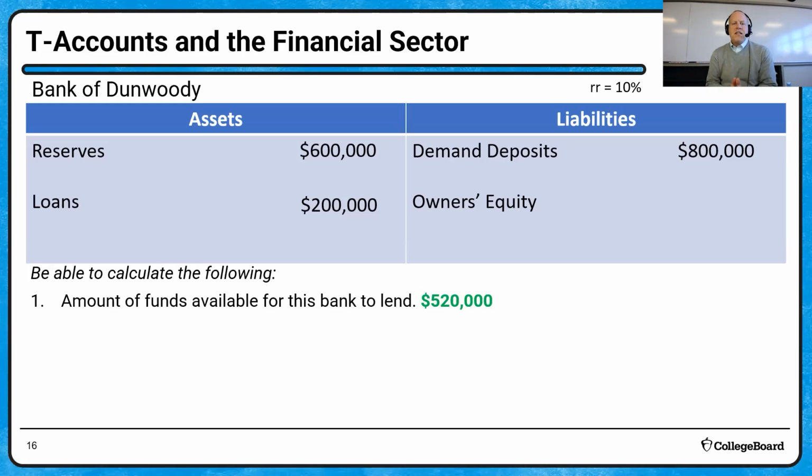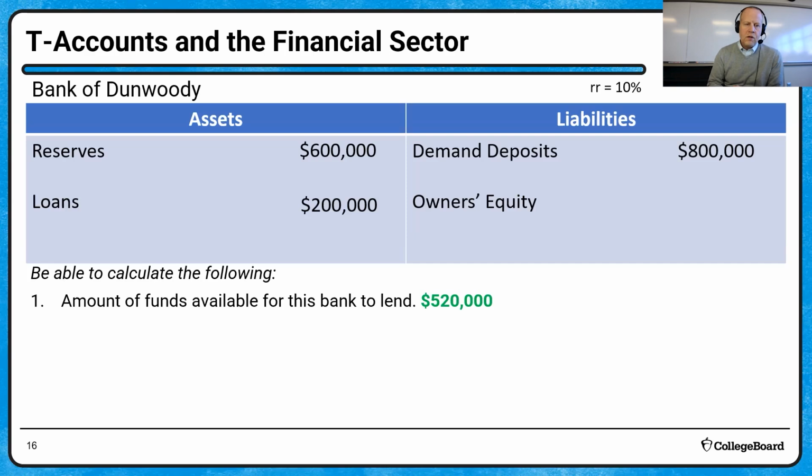Example here shows a T account for the Bank of Dunwoody. As you can see, the Bank of Dunwoody has $800,000 in demand deposits. That's their total liabilities at this time. ALLO applies. So reserves plus loans are your assets. They come out to the total of $800,000. Now, the first thing that we should always be able to calculate just on our first glance is how much money this bank has available to lend. And you can see I've got there in green, the number is $520,000. That's how much they have available to lend.